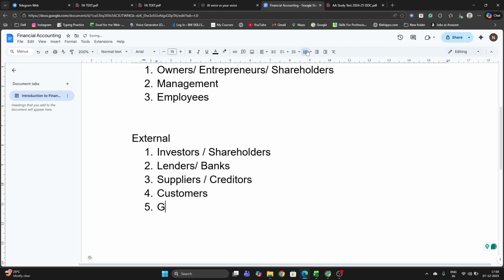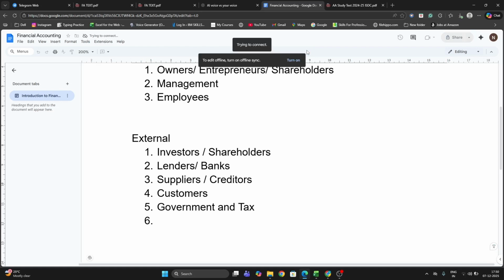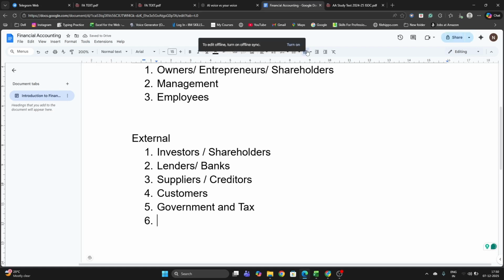And here comes the government and tax. The government uses financial statements to calculate taxes. Regulators also monitor whether the business is following accounting and legal rules. For example, SEBI checks if someone is doing fraud, and the tax department checks financial statements to see if there is a scam like the Satyam scam or not, right?